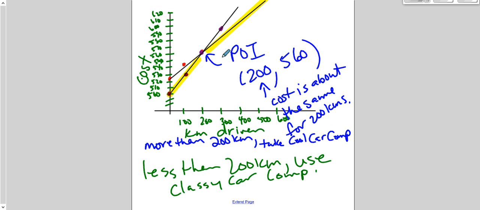Okay, so that's what we like about knowing the points of intersection when you have a situation going, is when do you want to choose which situation to go with? And in this case, if they're going to drive more than 200 kilometers, they want to go with the Cool Car Company. But if they were going to do less than 200 kilometers, then they would want to go with the Classy Car Company. So that's why knowing the point of intersection is so important.